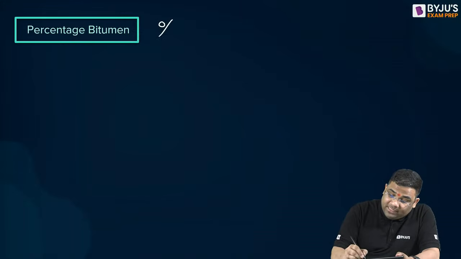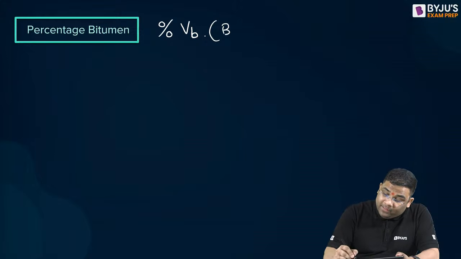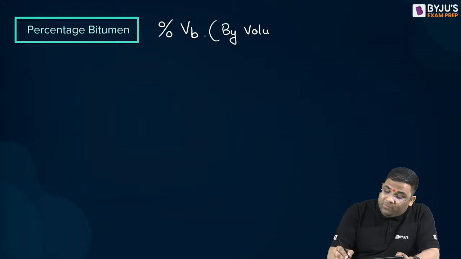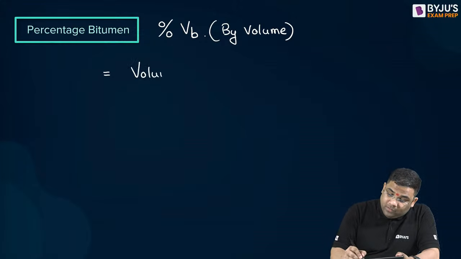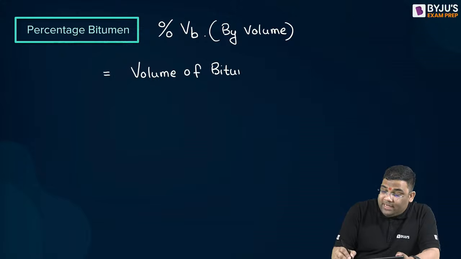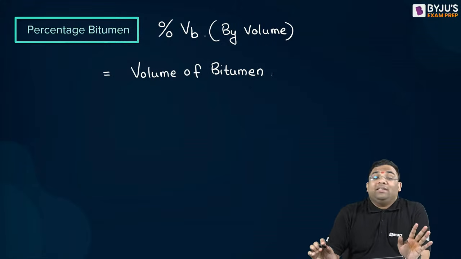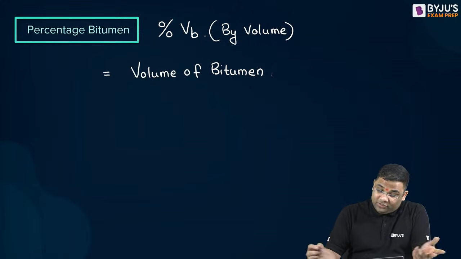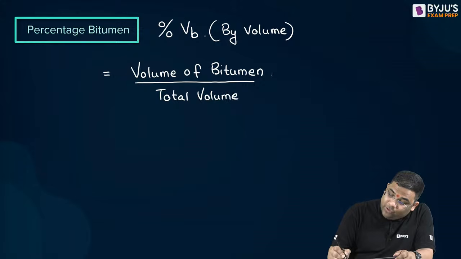I'll name this as percentage VB. Now this is also by volume. So what will be the definition of this? The definition here will be the volume of bitumen. The derivations are not that important, but it will be easy for you to remember the equations, right? And I think this derivation is helping you to remember the equations. So volume of bitumen divided by total volume into 100.